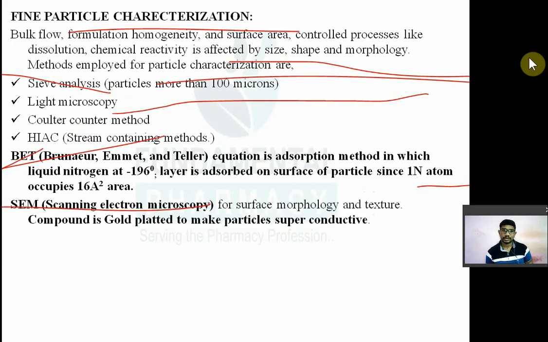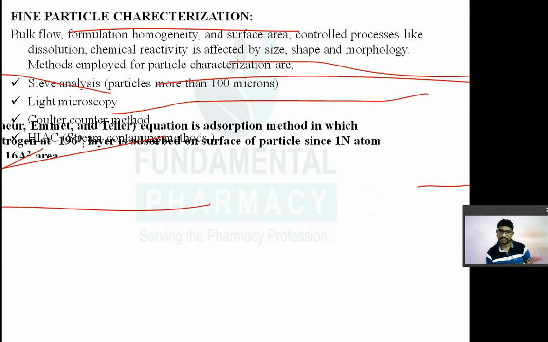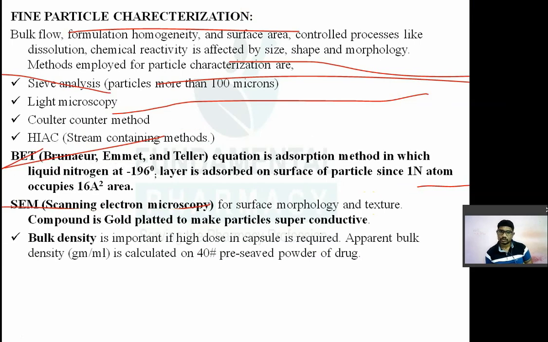Now second is the scanning electron microscope. It is used for the study of surface morphology and texture, कि आपके पार्टिकल का सरफेस कैसा है, स्मूथ है, रफ है, कैसा मार्जिन हुआ है, सब. So that is used for the surface morphology and texture.